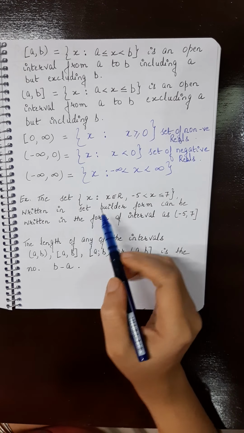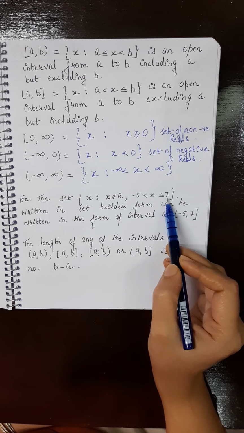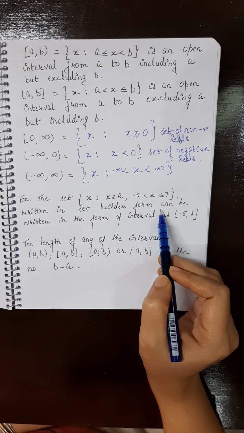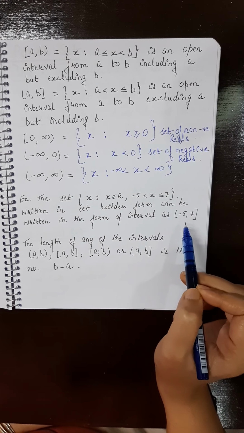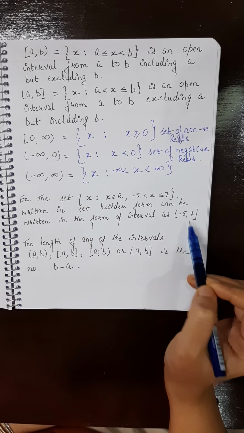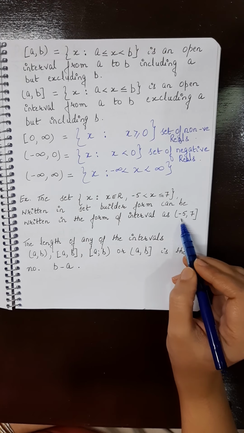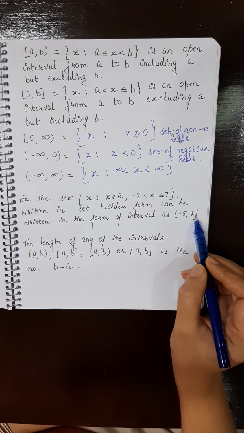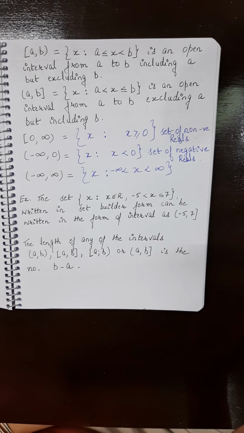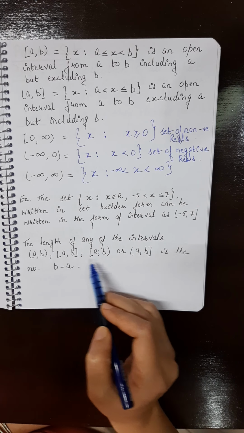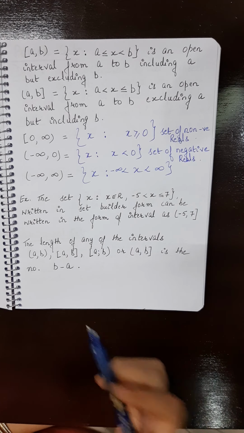Now note one thing, the set all those x such that x belongs to R, x is greater than minus 5, less than or equal to 7, written in the set builder form. This is the set builder form, can be written in the form of interval. तो आप set builder form सीधा आप directly as an interval भी लिख सकते हो, which is minus 5 to 7, but I am not including minus 5 and including 7. The length of any of the intervals, जितने भी हमने intervals consider करें, open AB, closed AB, semi open और this, तो इन सब की length same है and that number is B minus A.